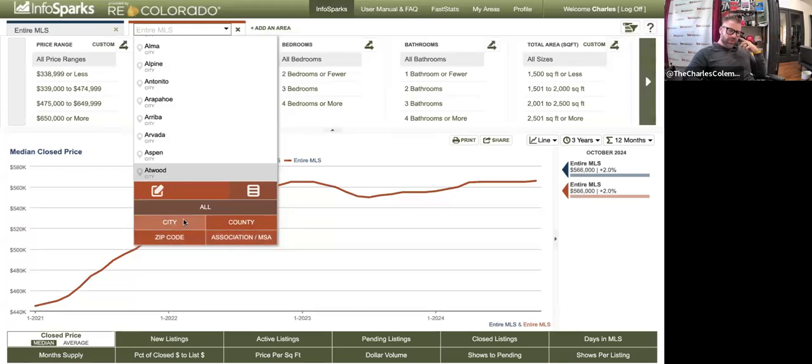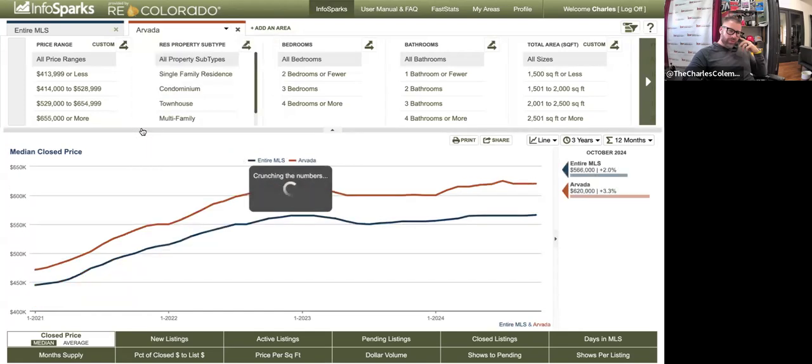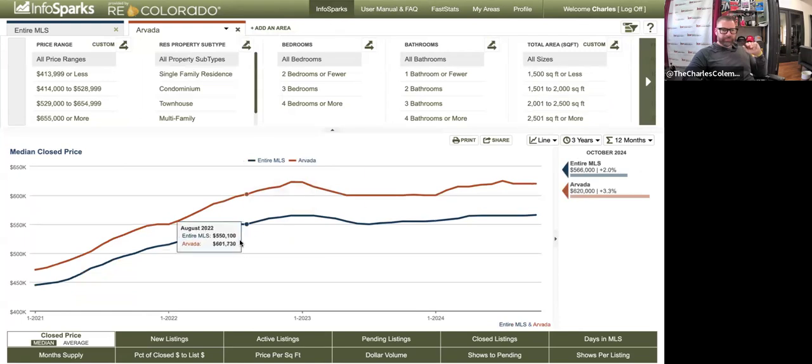So let's just have some fun. Let's go by city. Now we're able to go through. Obviously, I'm going to choose Arvada. And here's our default, right? So it's saying we're going to search the entire MLS for Arvada. And it's interesting because the way we still have it up, we can actually compare the entire MLS versus Arvada. And we're talking median close price.